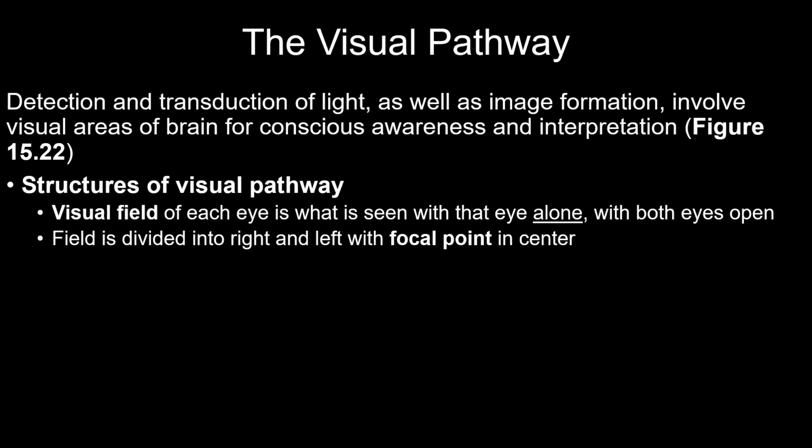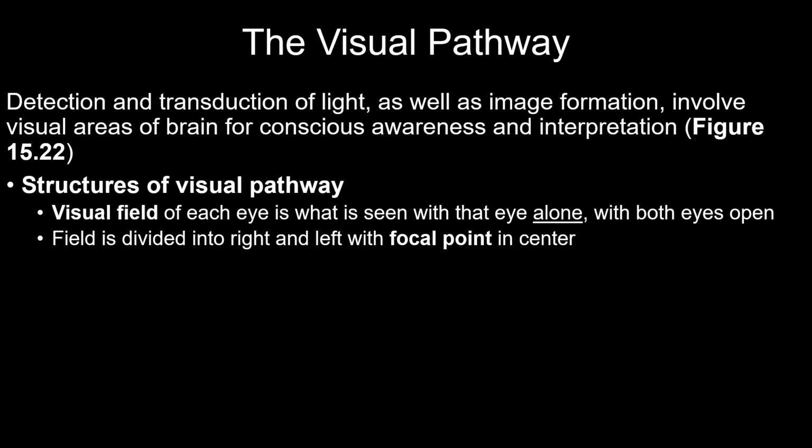So now we've detected light and we formed an image in the retina, right? That's still only part of the story. The information from the retina has to be transferred to the visual areas of the brain for conscious awareness and interpretation. And now this involves many different structures of the brain that we'll now examine. First thing we need to examine are the structures of the visual pathway.